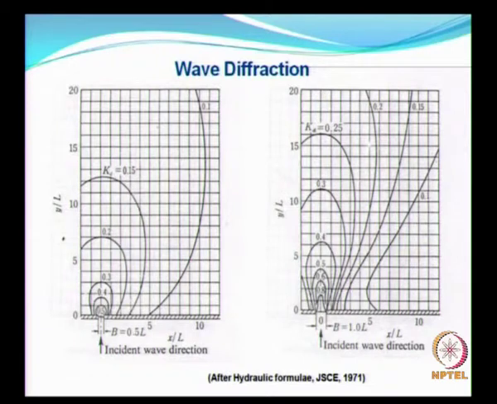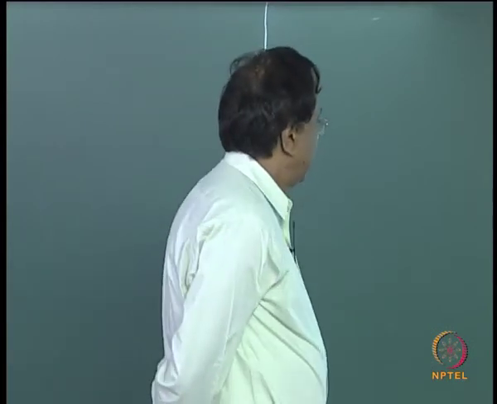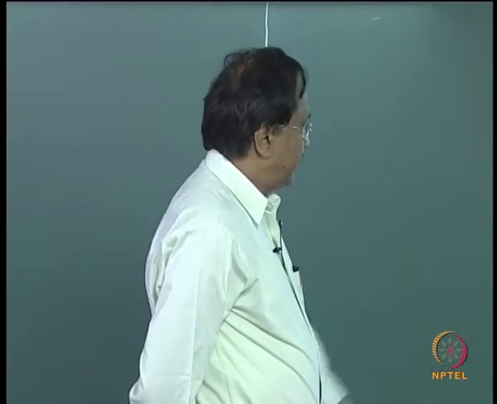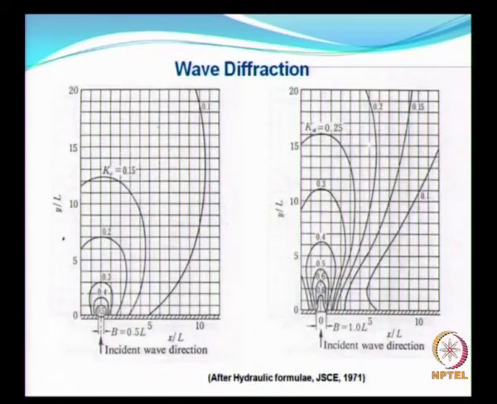There is published literature available which can be used to some extent, like nomograms, after the hydraulic formulae from JACE, published in 71, and some of these results are available in a number of textbooks. Some of these textbooks are listed at the end of the lecture.